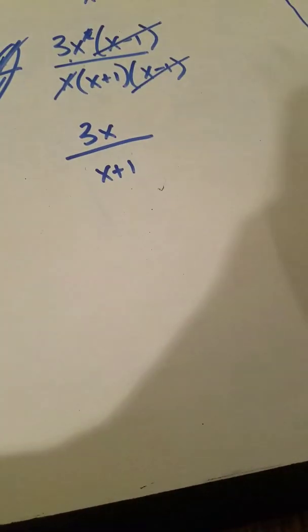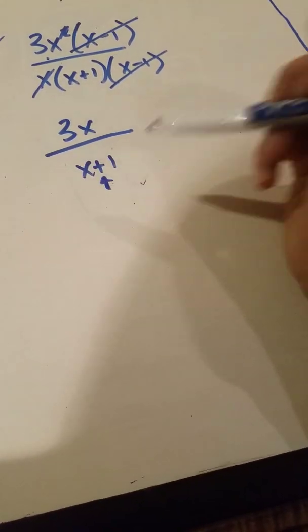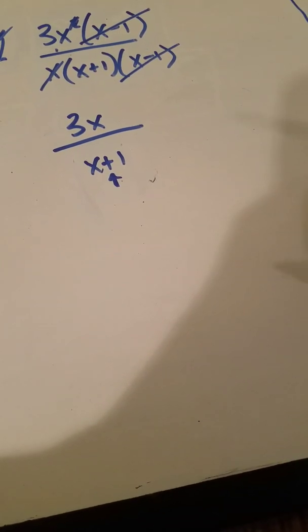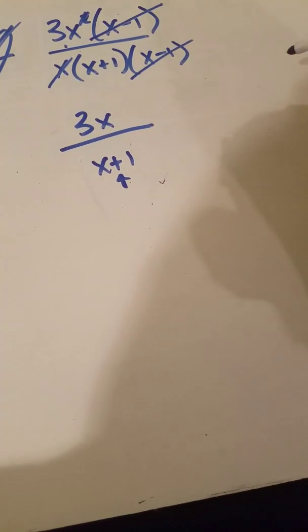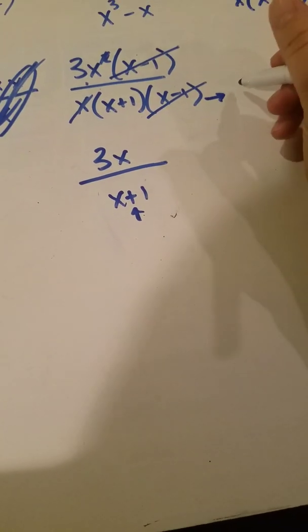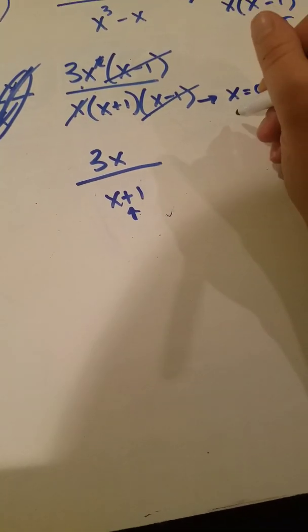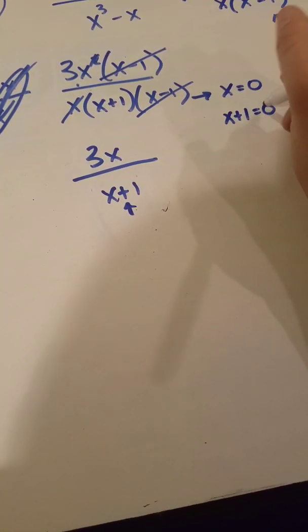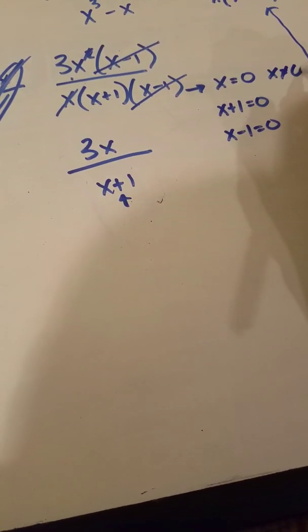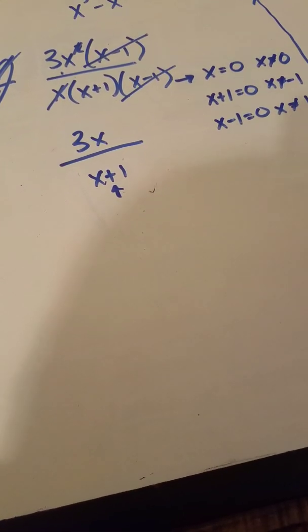Now, a couple things. We cannot reduce the x's because there is a plus sign in the middle. Remember, the only time you get to cross out is when there's multiplication on both sides. And then last, we need to do our excluded values. We're going to look at our factored form of the denominator, and set every part equal to 0. So x equals 0, x plus 1 equals 0, x minus 1 equals 0. We get x cannot equal 0, x cannot equal -1, and x cannot equal 1.